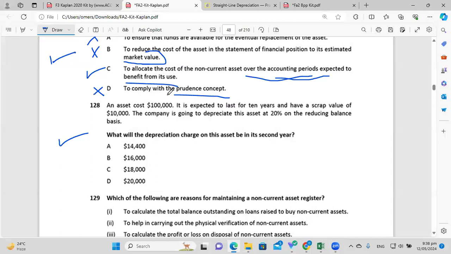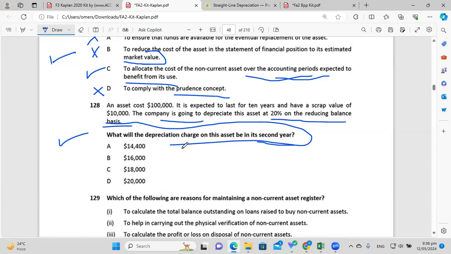And now, what's the requirement? They are asking the depreciation charged on the asset in the second year. All right, they're asking for the second year. And they have given us that the company is going to depreciate the asset on a 20% reducing balance basis. So first we will calculate the depreciation for the first year, and then we will take out the carrying value at the end of the first year, and then we will calculate the depreciation for the second year, the same way we followed in our notes previously. We will apply the same method and you will get the right answer. All right, so let's start.